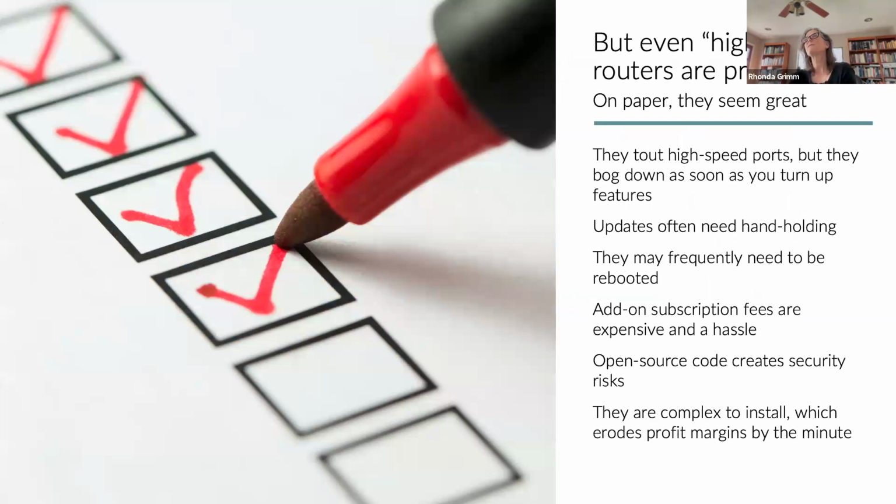But when you look at even the high-end routers, on paper, everything seems great. They tout their high port speeds, but then you bog down as soon as you turn up features. The updates often need hand-holding. They frequently need to be rebooted, which is never convenient. Sometimes there's add-on subscription fees for services you thought were included, and that drives up the price. Most, if not all, are built on open source code that creates lots of security risks, and they're complex to install, which erodes profit margins by the minute.